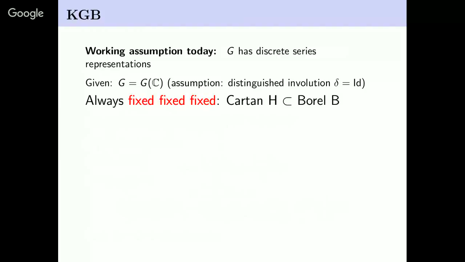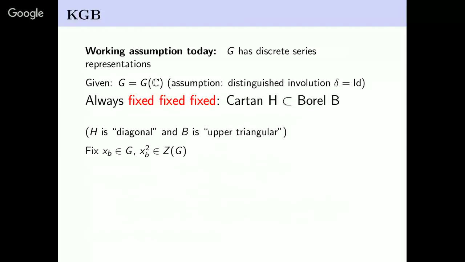And sometimes people ask me, well, which H and which B? Well, the point is you can fix any one, and you should think of them as being the simplest one. H is more or less diagonal and B is upper triangular. That's not necessarily literally true, but that's the idea. You pick a convenient H and B. Okay, so having done that, that's the setup. You should think of being given a group and a Cartan and a Borel. And what I'd like you to do now is take an element x_B, B stands for the base point, a based element, an element of G whose square is central.